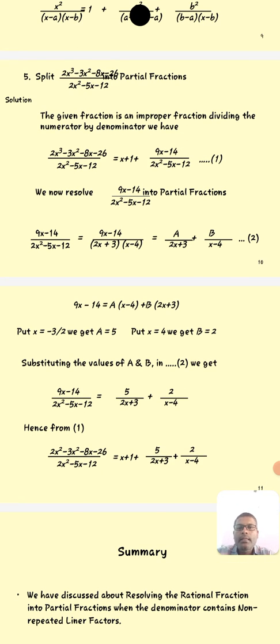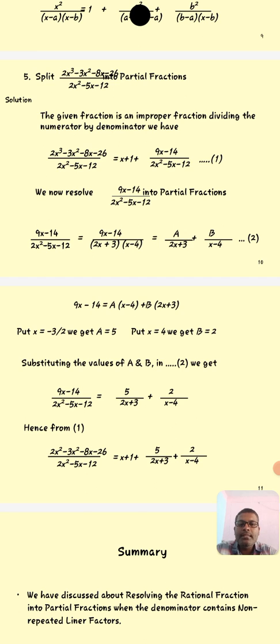In this one you have to observe (9x minus 14) divided by (2x square minus 5x minus 12). Here you observe the numerator degree is 1 and the denominator degree is 2. The degree of f of x is less than the degree of g of x. Whenever the degree of f of x is less than the degree of g of x, the type of fraction is called a proper fraction.